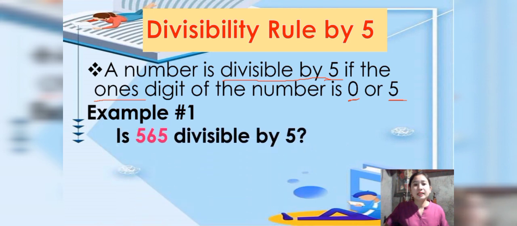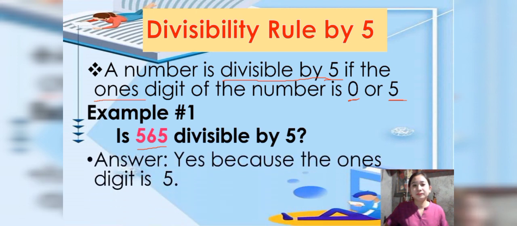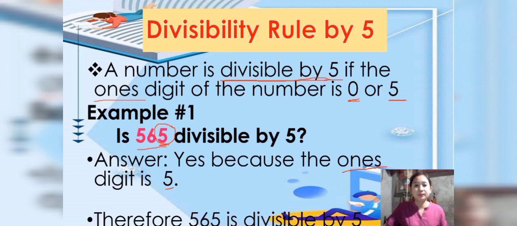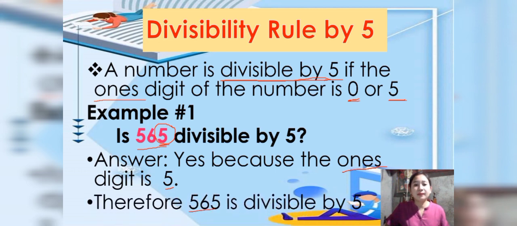Example, is 565 divisible by 5? The answer is yes. Why? Because the ones digit is 5. And we said a while ago that if the digit in the ones place is 0 or 5, it is said to be divisible by 5. Therefore, 565 is divisible by 5.